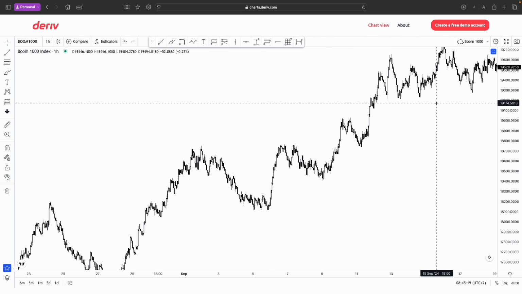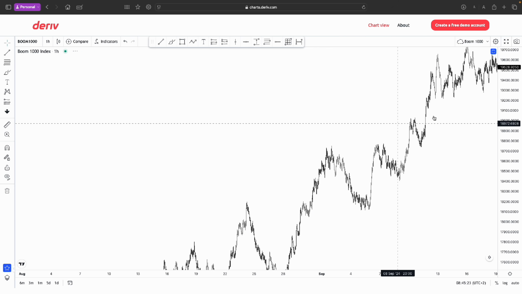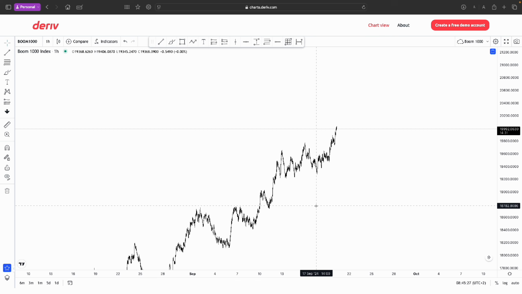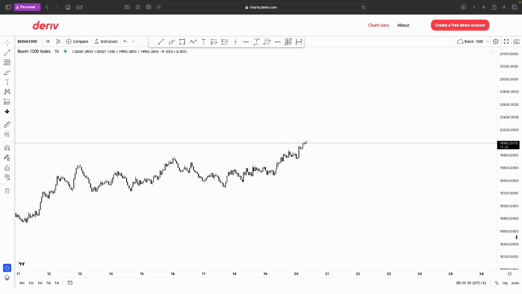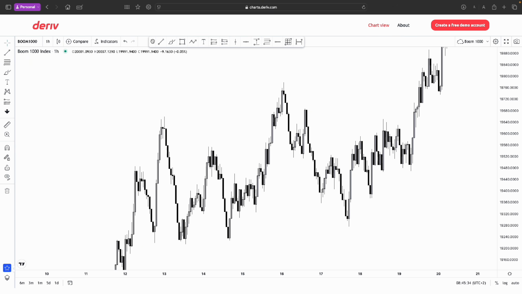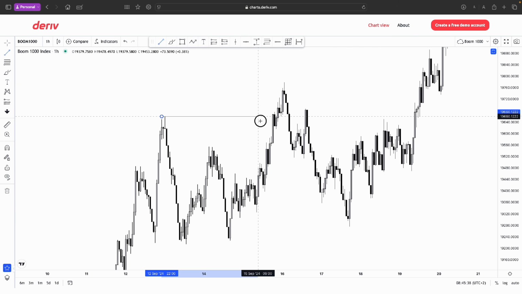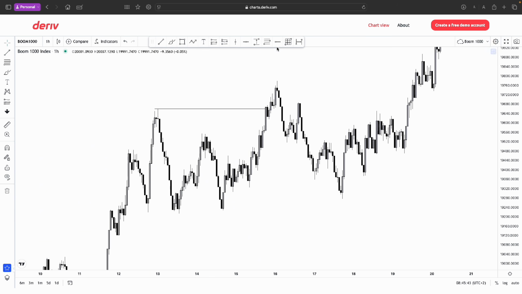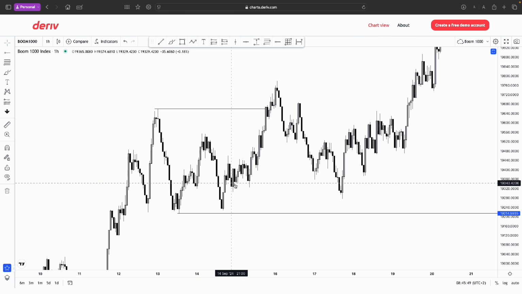Awesome. So when I started analyzing the charts, you can see clearly on the higher time frame that Boom 1000 is on an uptrend. And when I looked at the charts, I saw this high was broken. As you can see here, this high was broken. There was a nice low. This was the lowest low that was created. So we were dealing in this range.